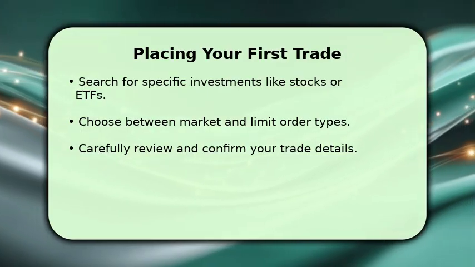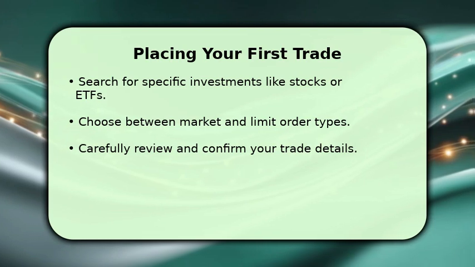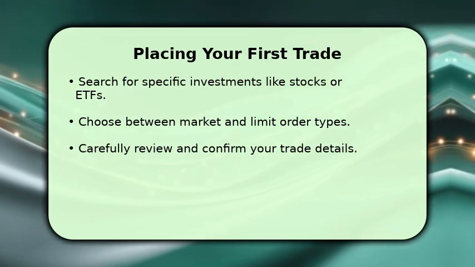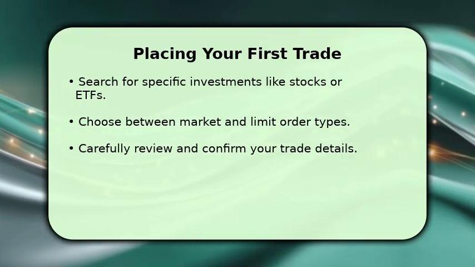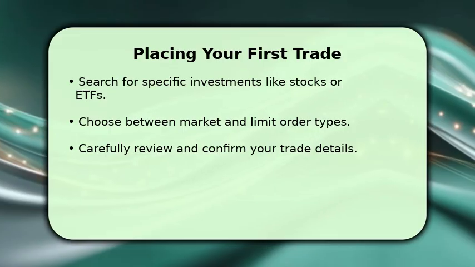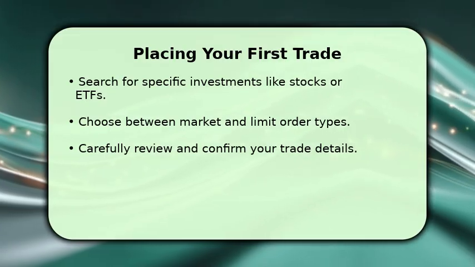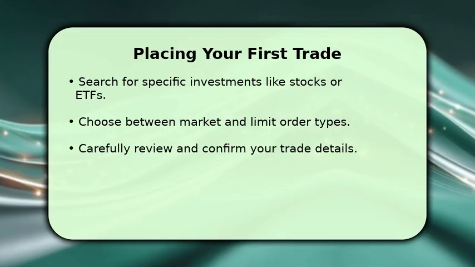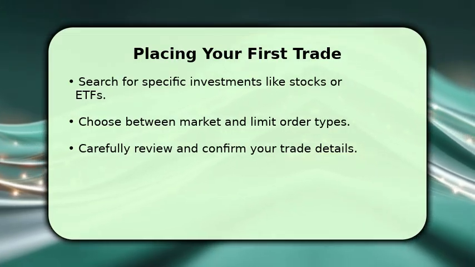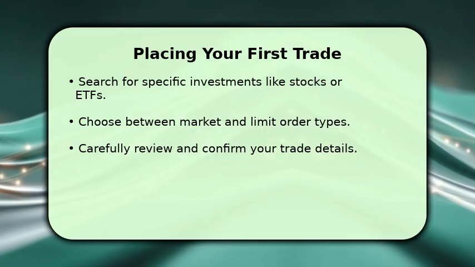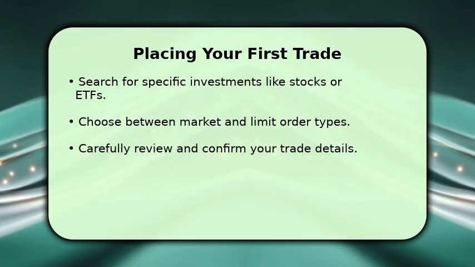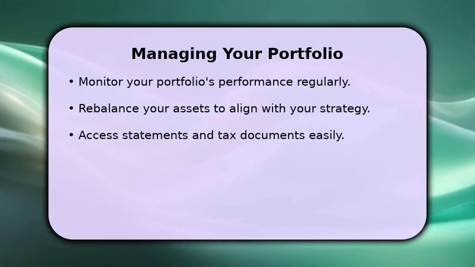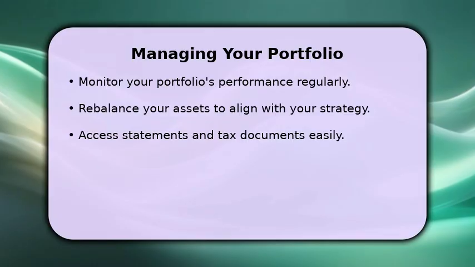Placing a trade is simple. Begin by using the search function to find the specific stocks, exchange-traded funds, or mutual funds you wish to buy or sell. You'll then select your order type, such as a market order for immediate execution or a limit order to specify a price. Always take a moment to carefully review all the trade details before confirming your order to ensure accuracy. Finally, let's talk about managing your investments over time.